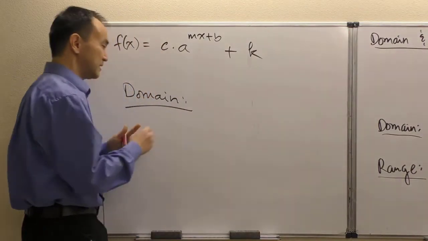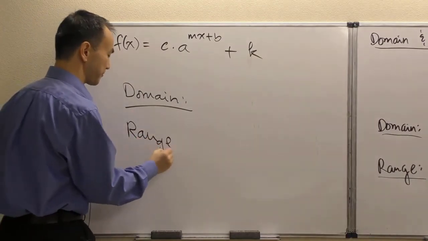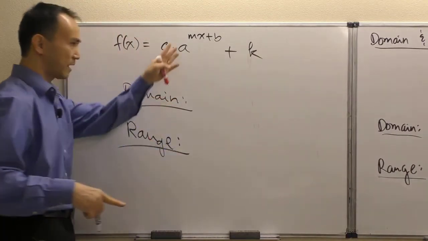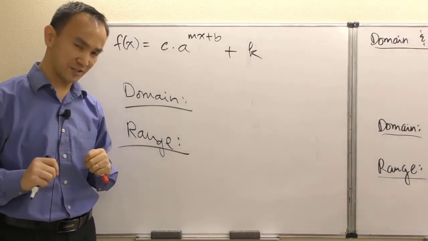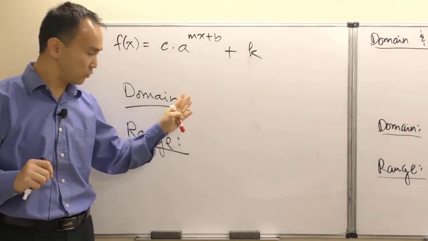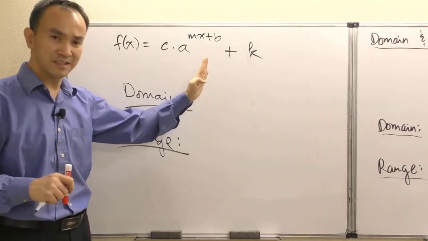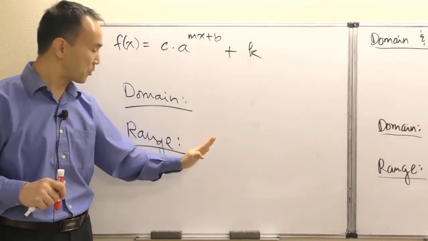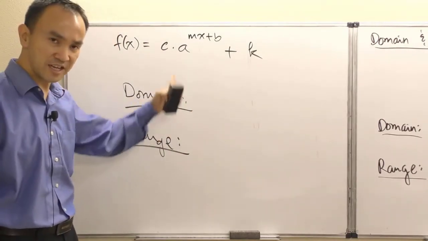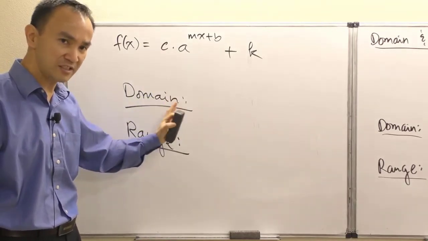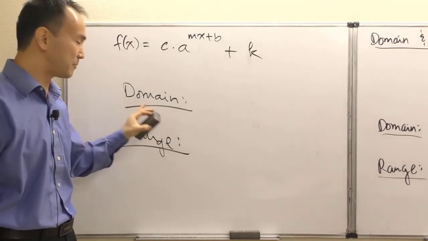Domain is still easier to find, but the range, every problem has a different domain and range. I want my students to take the experience you have already learned and find out on your own the domain and range of each of these. Any one of these general exponential functions will have a definite domain and range. But that's not the important point I'm about to say.